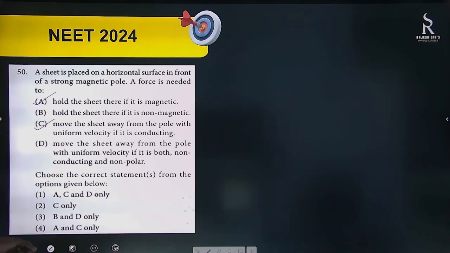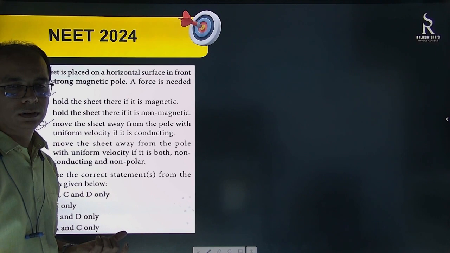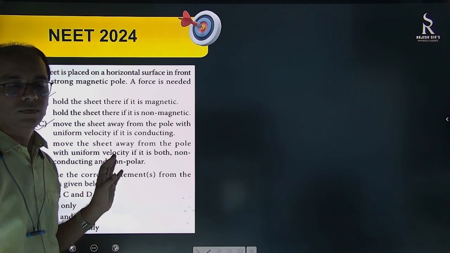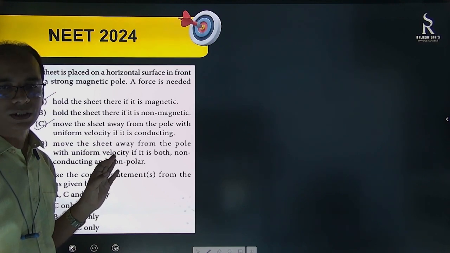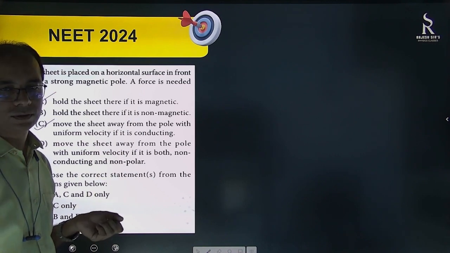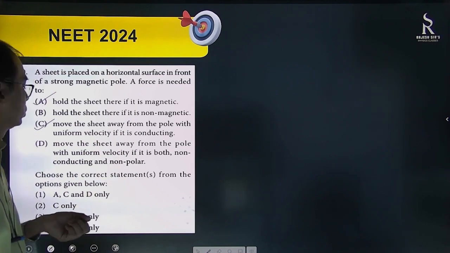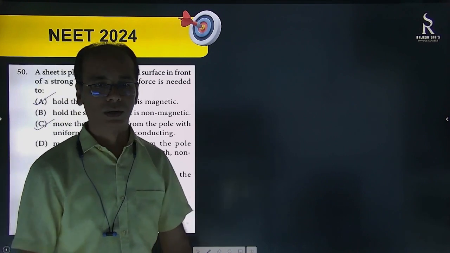Then move the sheet away from the pole with uniform velocity if it is both non-conducting and non-polar. No. If it's non-conducting, then there are no forces acting on it. If you want to make it move away, there is no magnetic force acting on it. So definitely you will apply the force, but if it is a uniform velocity, then why apply a force? Okay, so the answer should be A and C only. Okay, so that is all.